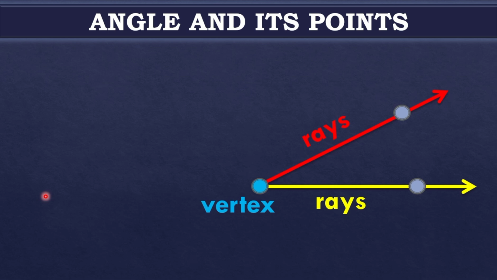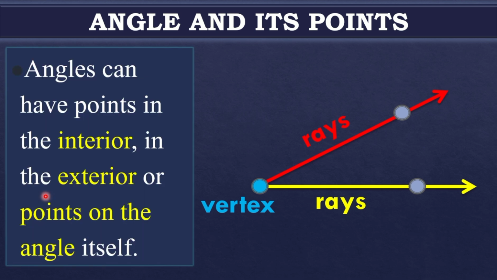Okay. So, let's talk about the angle and its points. Ano nga ba itong angle and its points? Ibig sabihin, itong angle may mga points. Okay. So, meron tayong iba't ibang klase ng points ng angle. Angles can have points in the interior. So, pag sinabi nating interior, nasa loob.